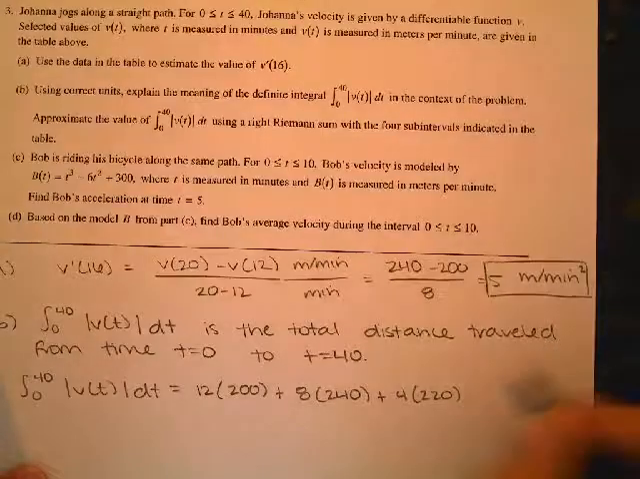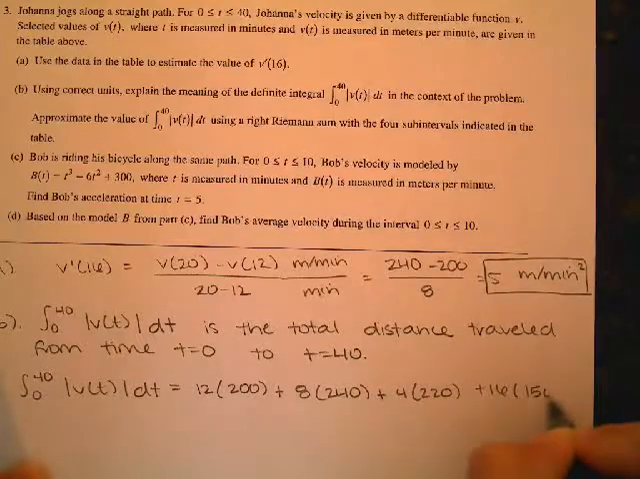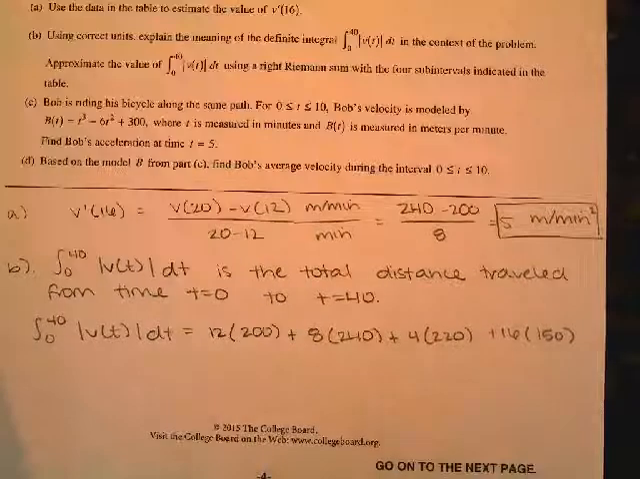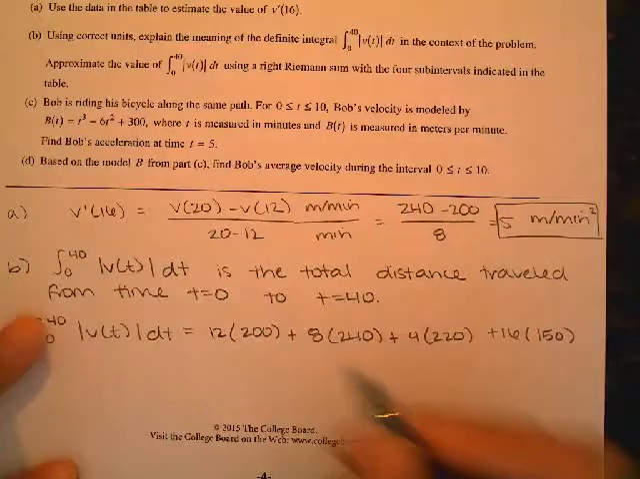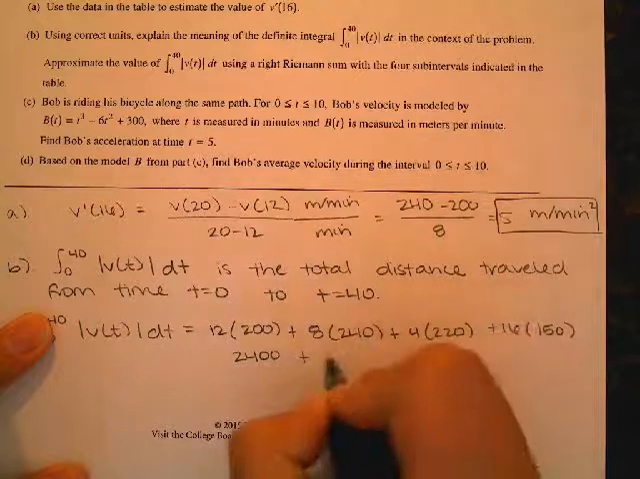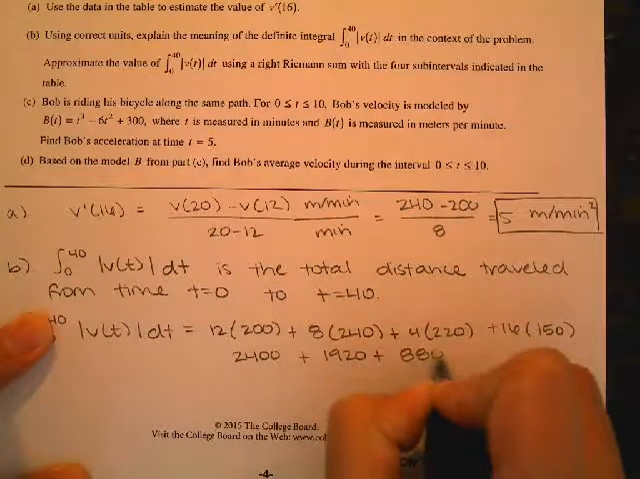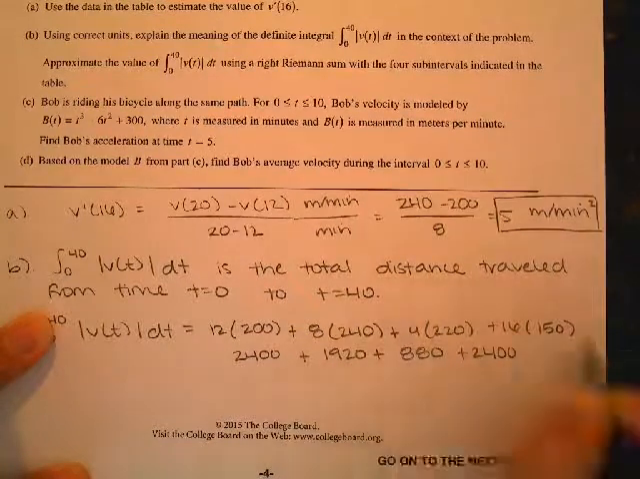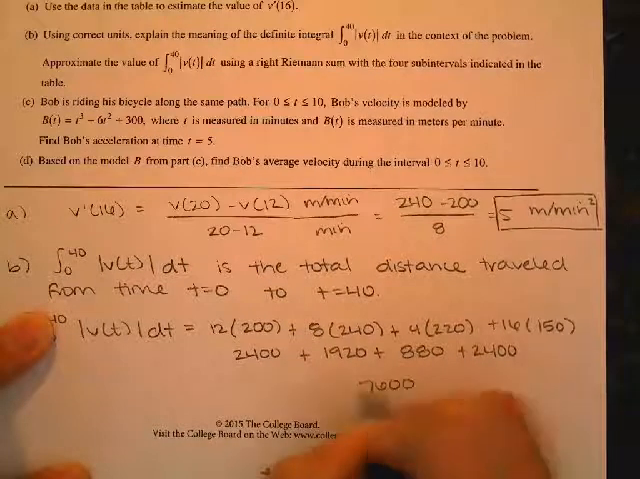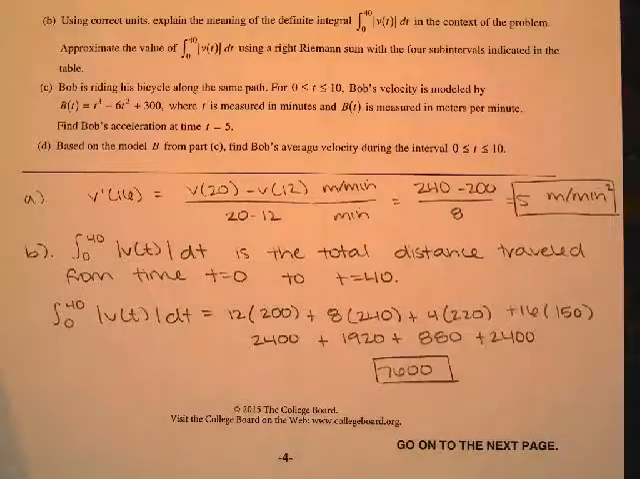And then width of 16, height of 150. You could probably leave it like that. I went ahead and did all the math. So I got 2400, 1920, 880, 2400, and then altogether I got 7600. I did do lots of adding carefully off to the side to do that.